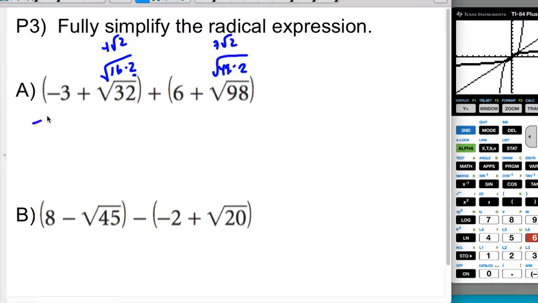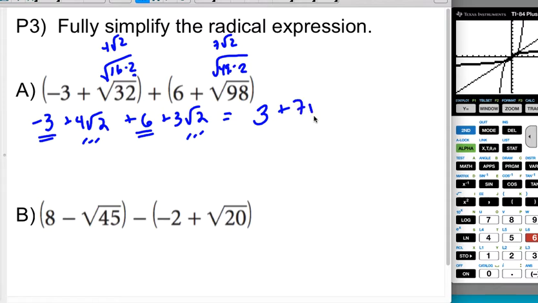Once I know that, this is a negative 3 plus 4 root 2 plus a 6 plus 3 root 2. So now I just combine the like terms. My regular numbers are a negative 3 and a 6, so that's a 3. And then my root 2's are a +4 and a +3, so that's a +7 root 2.